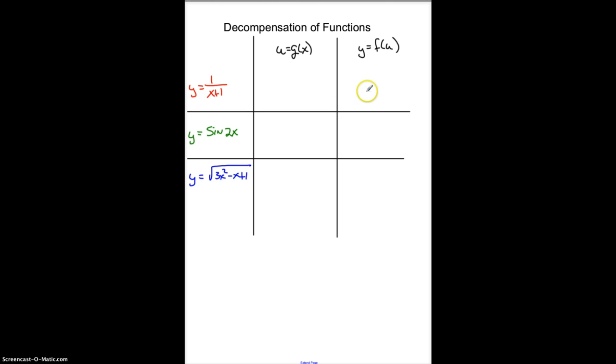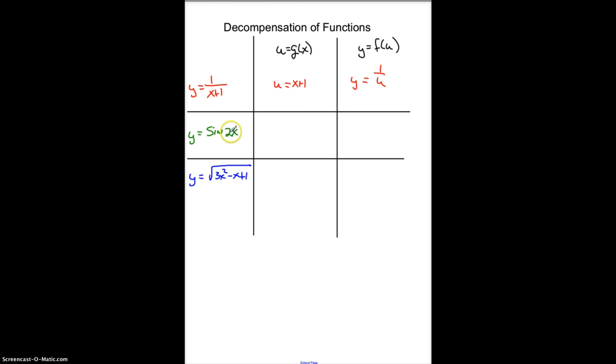u situation. So if I were to let y equal 1 over u, then what is my function of x? Well, my u is x plus 1. All right, what about this one right here?